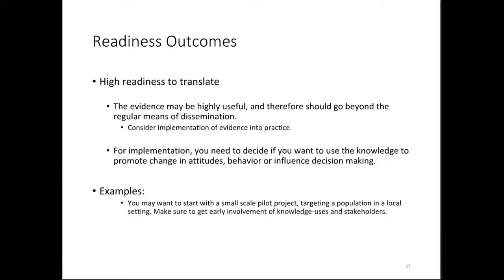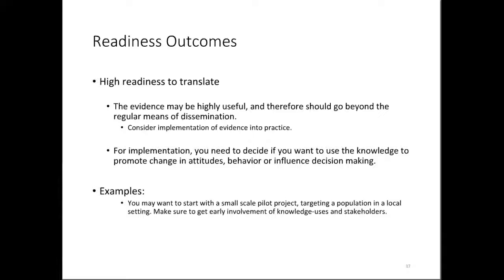So if you're scoring high, I argue that here you need to go beyond the regular means of dissemination and consider implementation of this evidence into practice, also called application. So you need to decide what you want to do. You need to be using this knowledge to promote change in attitudes, behaviors, influence decision-making, whatever you want to do. An example might be starting with a small-scale pilot project in the local community, targeting a population in a local setting, and testing it. One thing this checklist doesn't do is tell you how to turn knowledge into action.